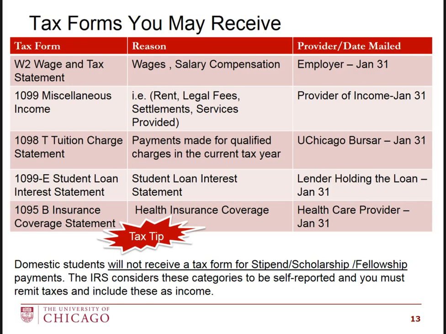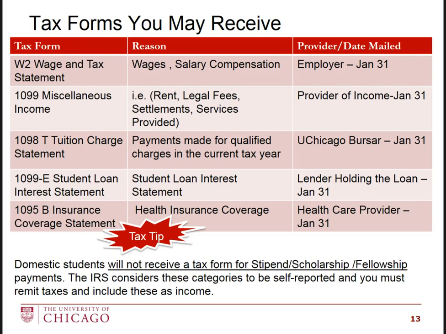The second form is a 1099 miscellaneous income statement. Often these are issued by the provider of the income when it is not a regular source of employment, but a small payment. Some examples are legal fees, settlements, or services provided. The provider of this income must submit this to you and the IRS by January 31st.